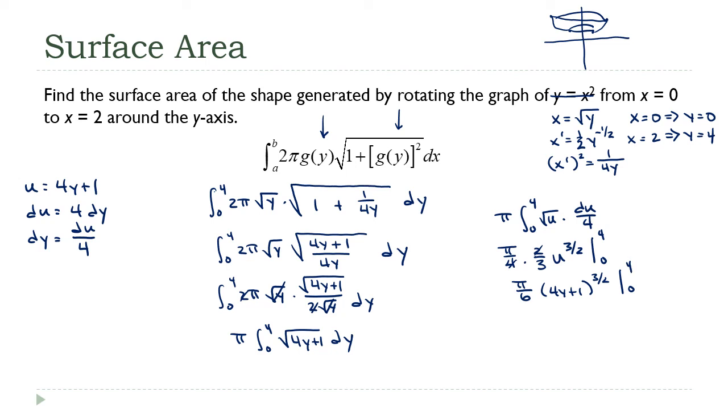And we'll put our numbers in there: pi over 6 times, if I put 4 in, that's 17 to the 3/2. And you see, this is nice. If I put 0 in there, it's going to be minus 1 to the 3/2, which is just 1. And that's it. There's my answer. There's the surface area of this rotated parabola.